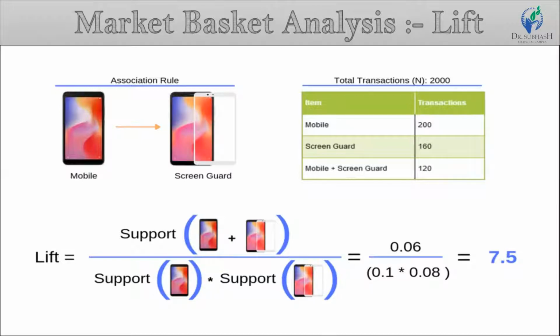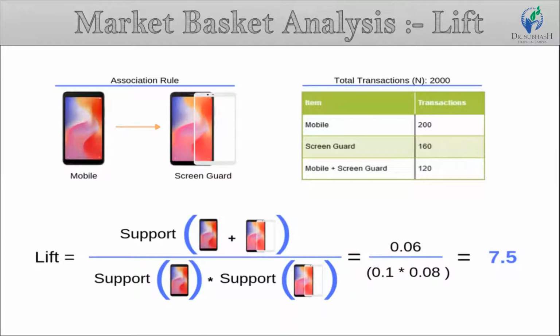Now we have to find the support of screen guard. For that, we find how many times a screen guard transaction occurs in the example. We know a screen guard transaction occurs 160 times. That is divided by the total transactions. Total transactions is 2000. So the answer is 0.08. Put all the values which we have found in the equation. So the answer is 7.5. I hope you can understand these basic concepts.